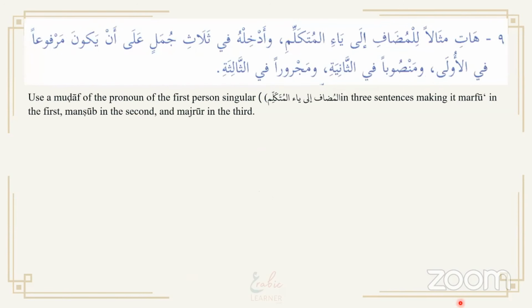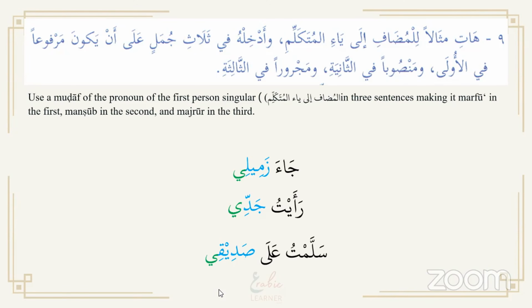Hati mithalan lil mudafi ila ya al mutakallim. Similar examples with those words which have ya mutakallim attached to them. So ja'a zamili. This is zamil, here it is fa'il, so the alamatul rafi is al dammatul muqaddara. Correct? Ra'aytu jaddi, I saw my grandfather. Then sallamtu ala swadiqi, my friend.